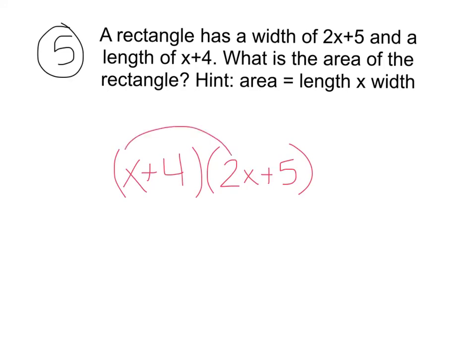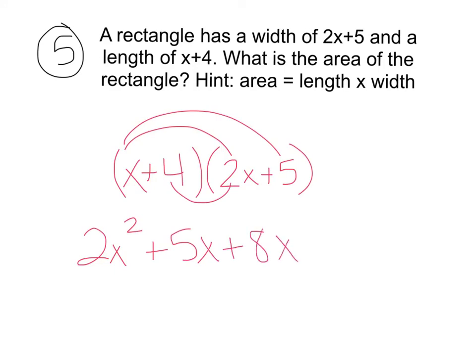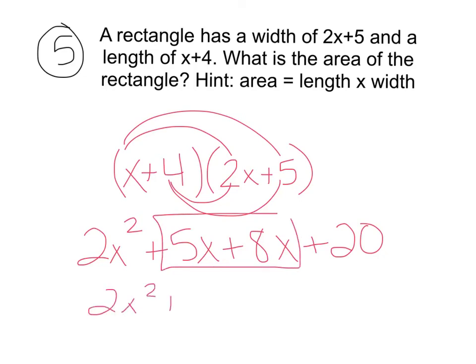x times 2x gives you 2x squared. x times 5 gives you 5x. 4 times 2x is 8x. And 4 times 5 is 20. So 4 multiplication problems in every binomial times binomial. Put your two middle terms together because they're both x's. So 2x squared plus 13x plus 20.